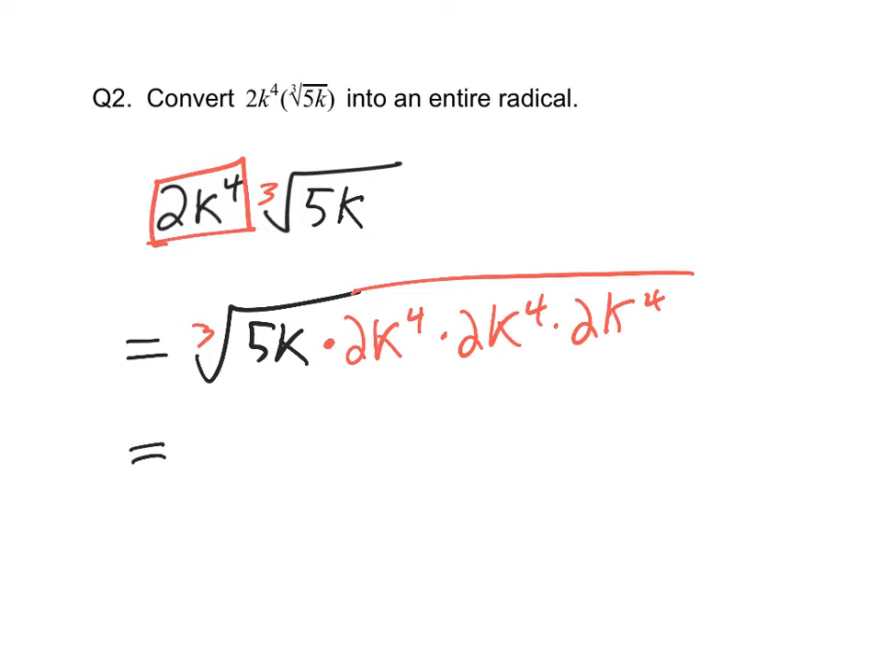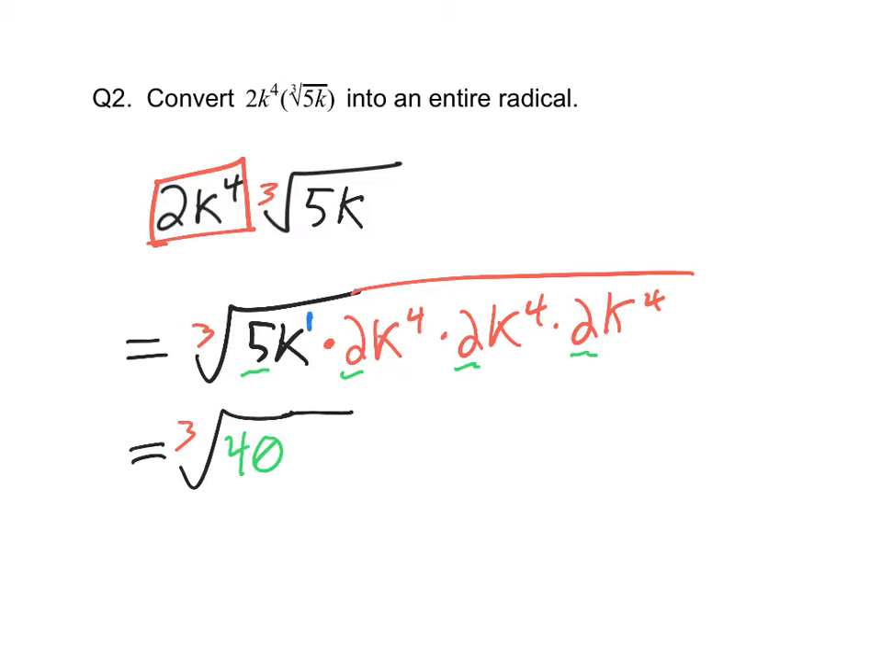We're going to have to simplify it a bit. So let's take our integer values and multiply them together. So 5 times 2 is 10, times 2 is 20, times 2 is 40. So that will be the cube root of 40. And let's take our powers of k.